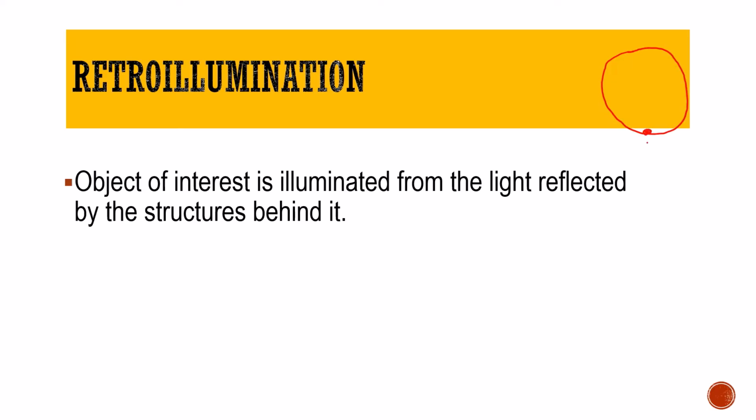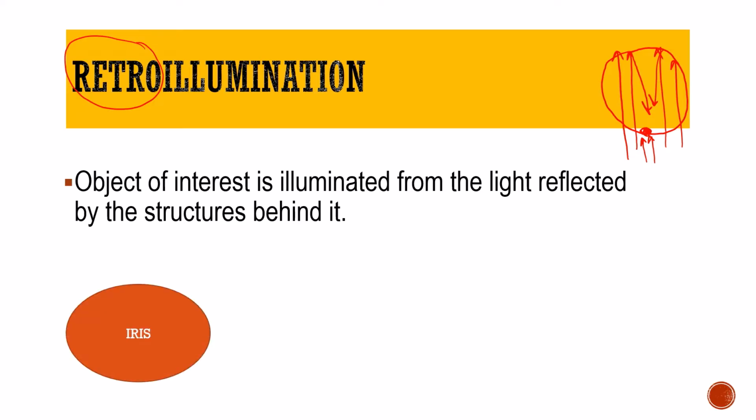rather than putting the light directly at that structure and viewing it, you are going to put light somewhere behind, or at the structures which are present behind this object to be viewed, and the reflected light is going to illuminate this object from behind. Because the object of interest is getting illuminated from behind, this is called retroillumination.